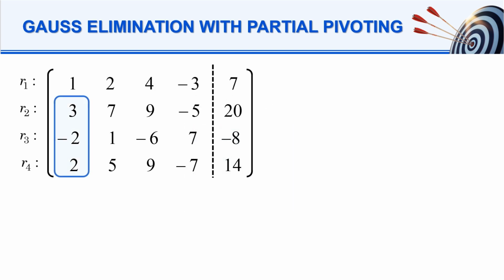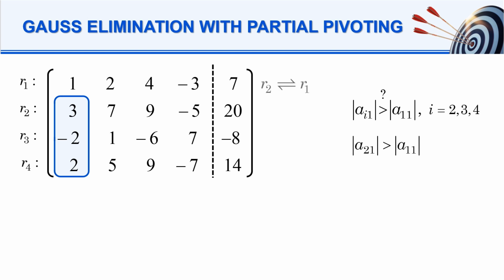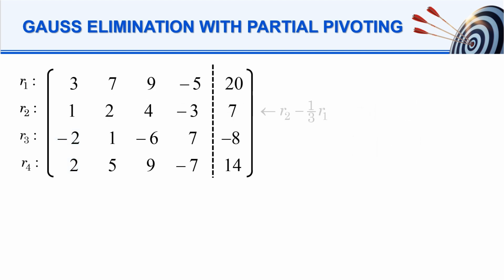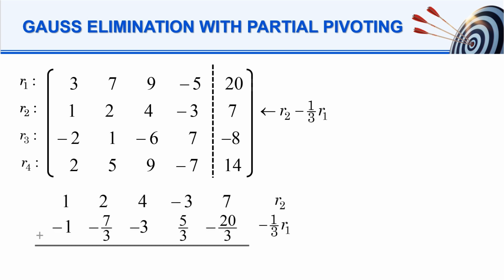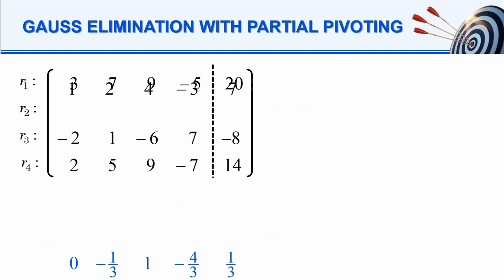We note that the 1 in the first row in the first column is not the largest element in magnitude in this column. The largest element in magnitude is 3 in row 2, so we should interchange row 2 and row 1. Next, to eliminate the 1 in the second row, we add 1 over 3 times row 1 to row 2. And row 2 is replaced by the resulting row.